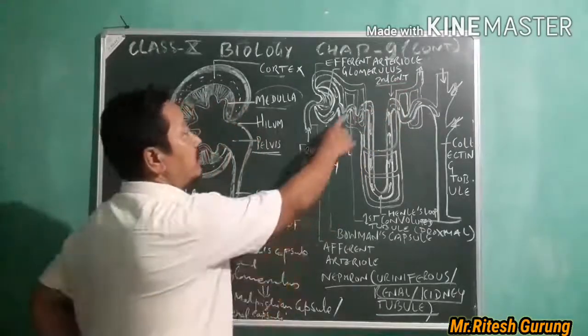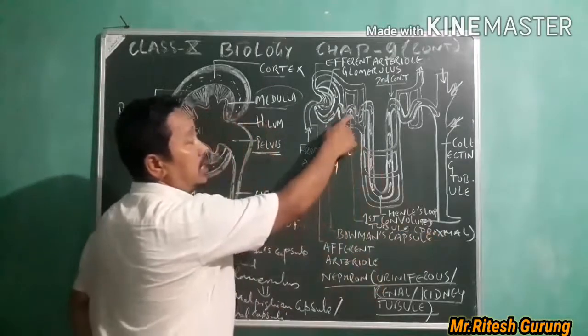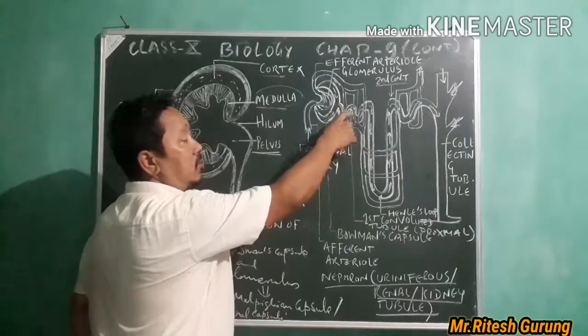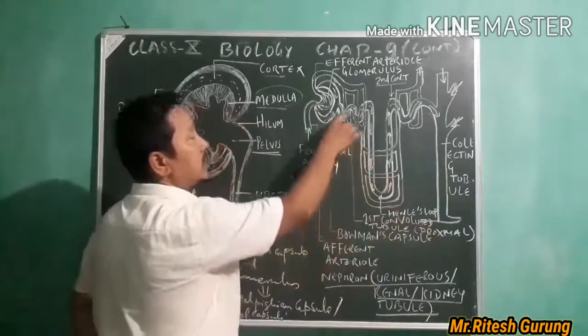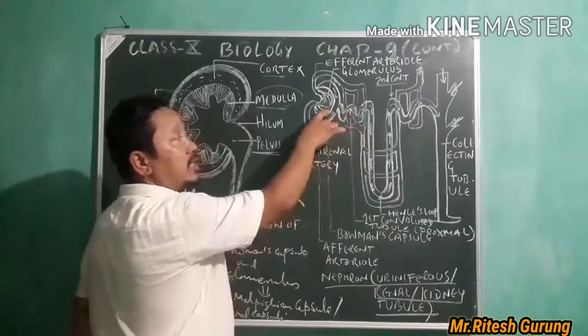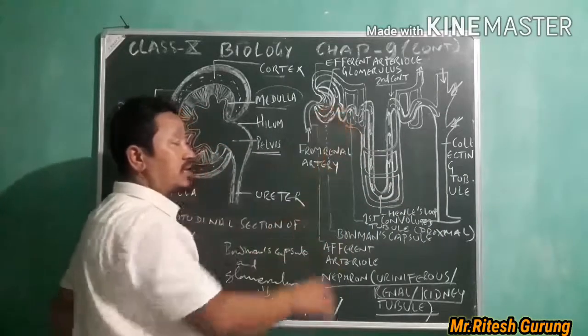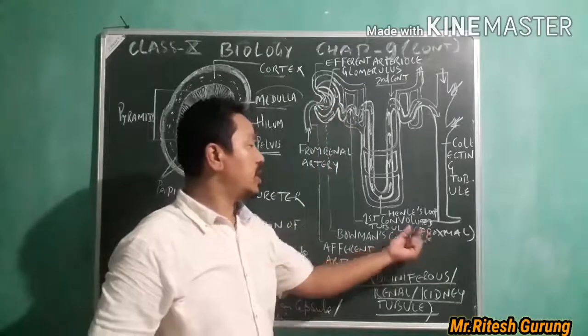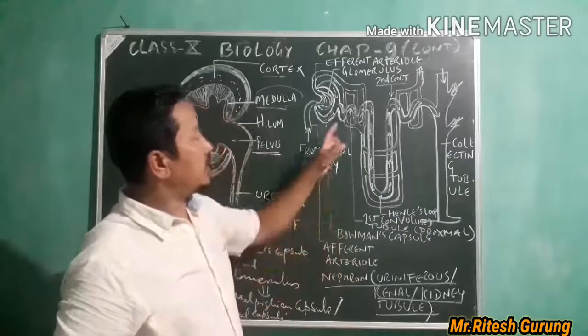The first convoluted tubule, also called the proximal convoluted tubule, is proximal. Why? Because it is nearer to the Bowman's capsule. It is closer to the Bowman's capsule. That's why it is also called the proximal convoluted tubule.